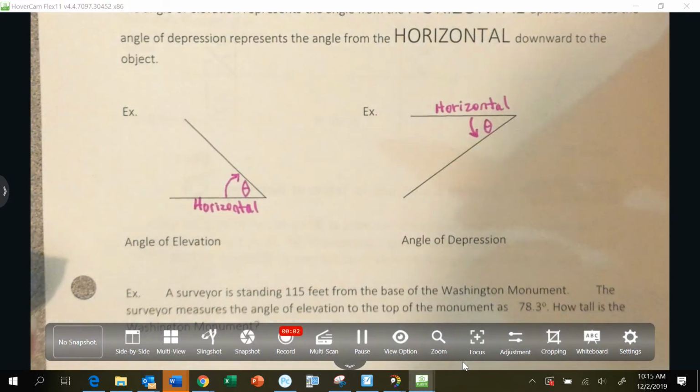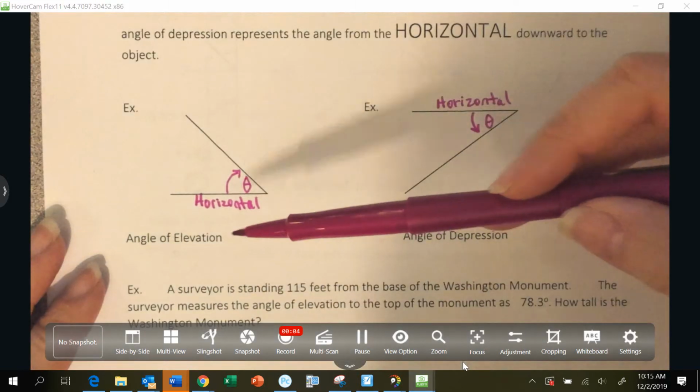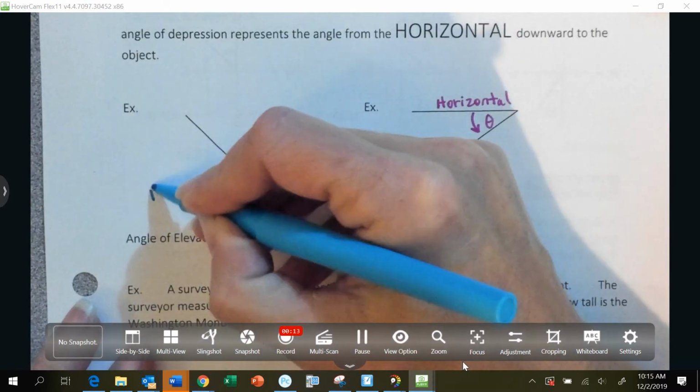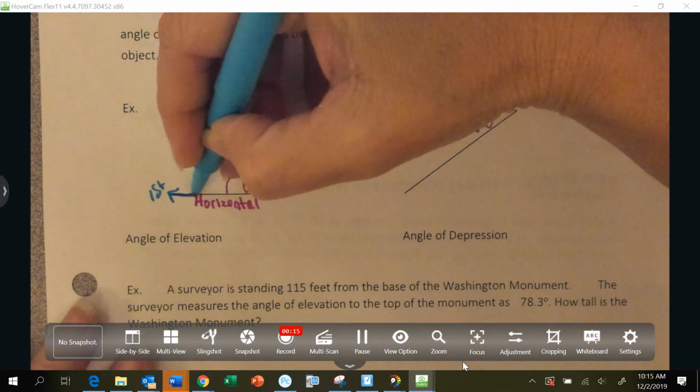Okay, when we are talking about the angle of elevation, what do we have to have first? What do we have to have first? We first need a horizontal line. That's first. That's like the initial side.